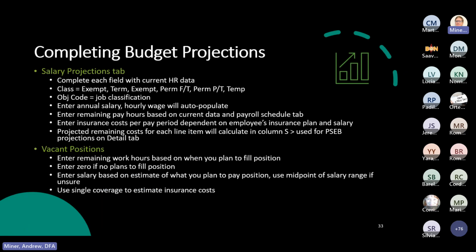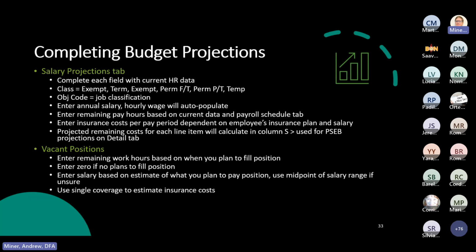So you're going to complete each field with current HR data for every employee that you have. Class means basically the type of FTE and the position that it is. So it could be perm, term, exempt, etc. Object code is that job's classification. And then you enter in their annual salary, and the hourly wage will auto-populate depending on the number of hours. Then you enter your remaining pay hours based on the current data. Again, you look at the payroll schedule tab to see where you are and enter in the remaining hours.